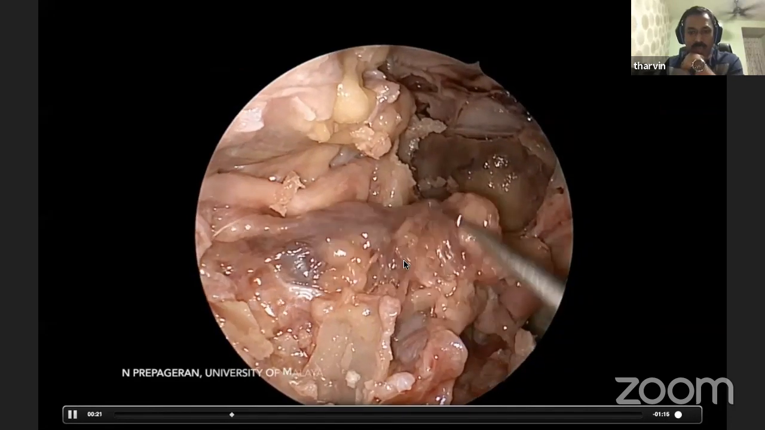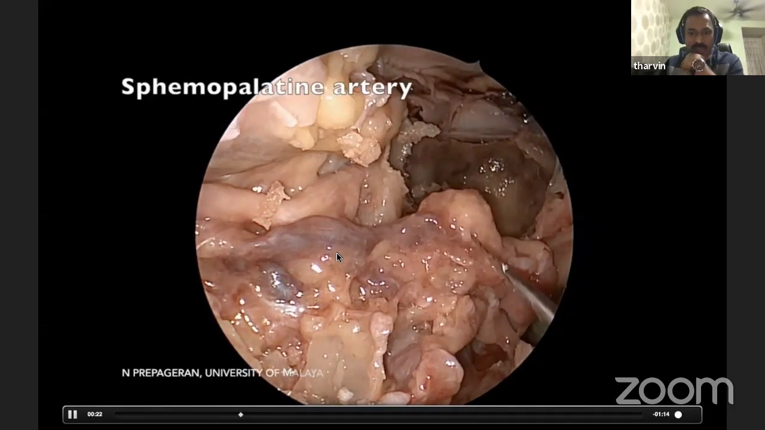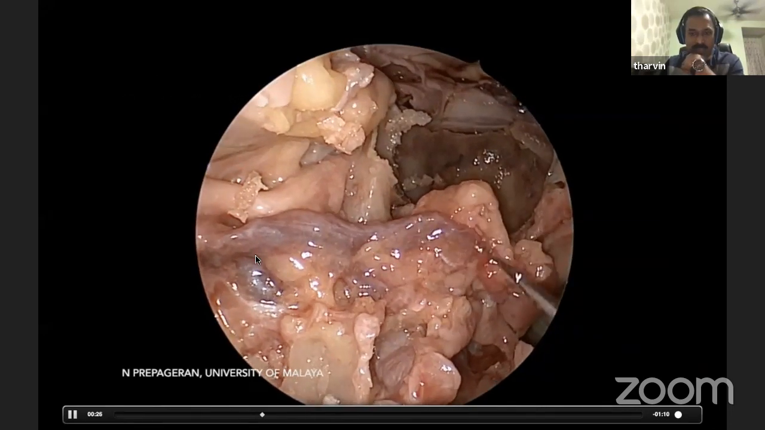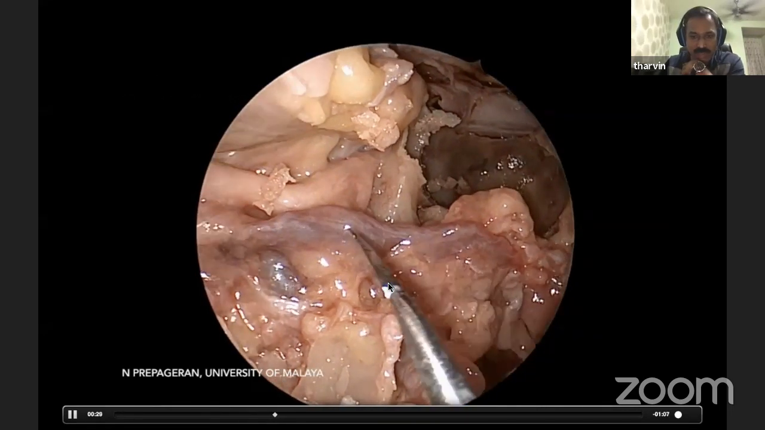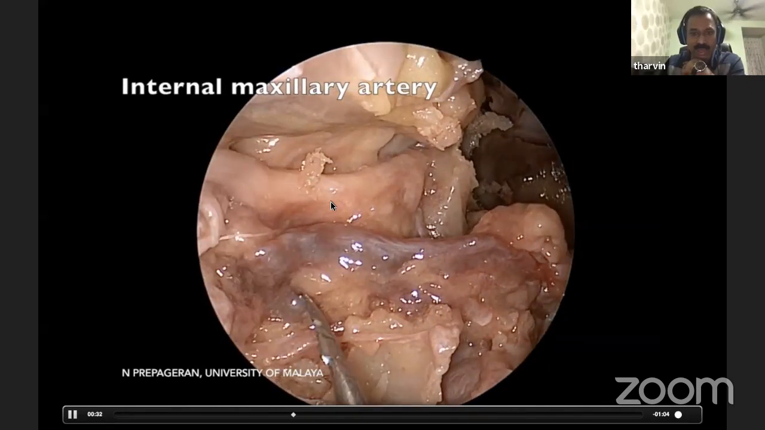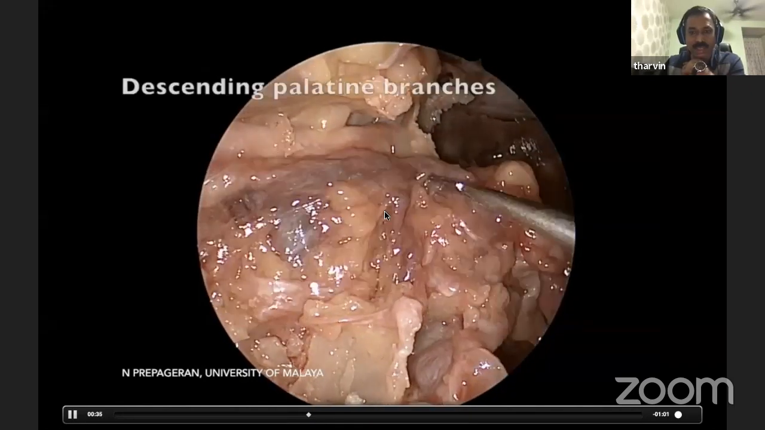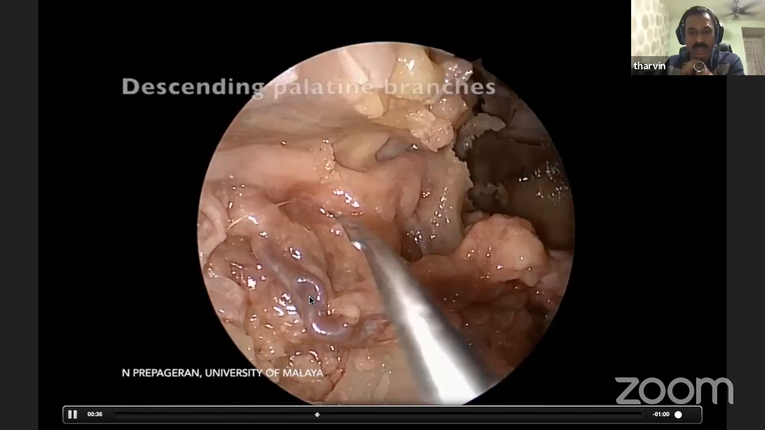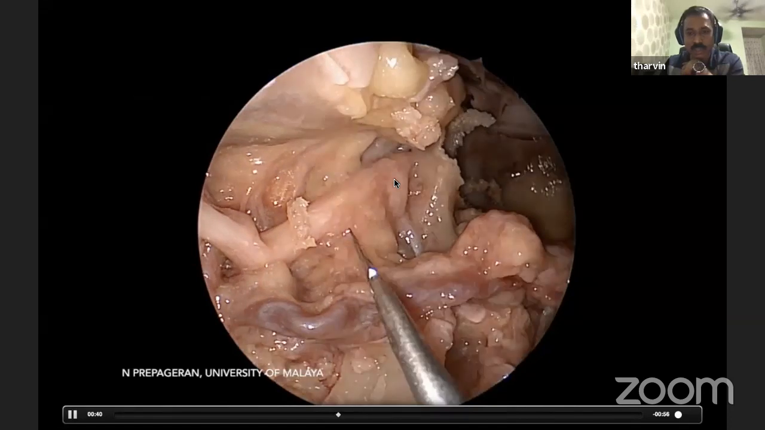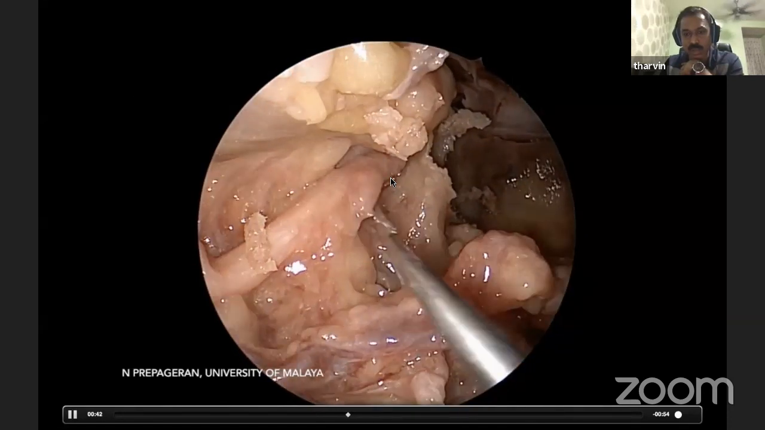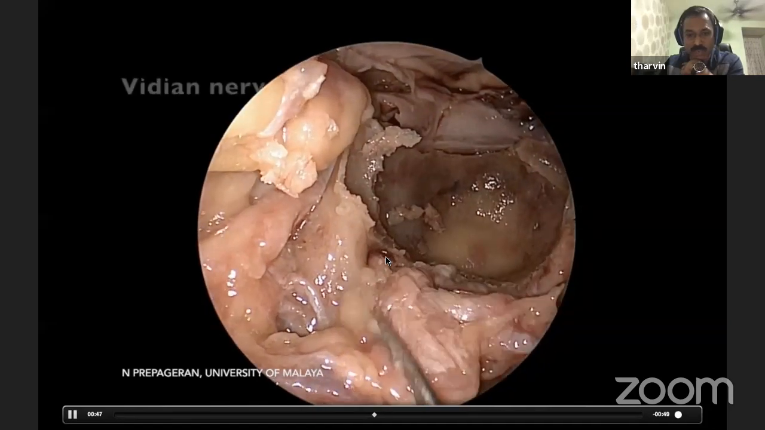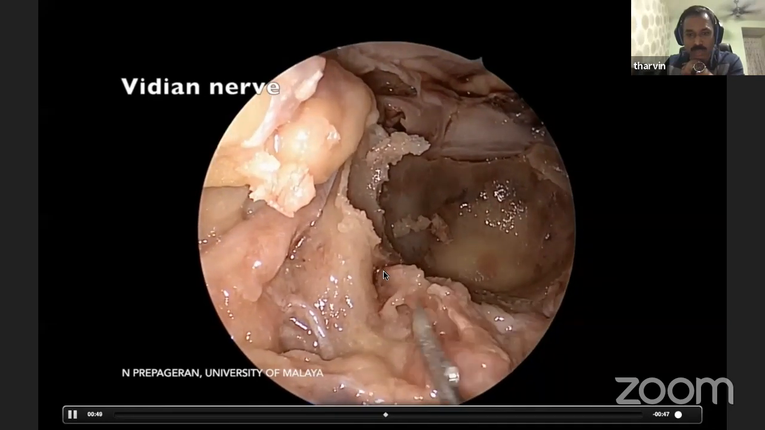And the same way, you can see the sphenopalatine, the maxillary artery, the descending palatine here, as you can see. And these are the maxillary artery as well. And again, we can identify the infraorbital nerve quite nicely and how it's going into the foramen rotundum. And these are the branches. That's the median nerve. You can see the median nerve going very nicely into the median canal.